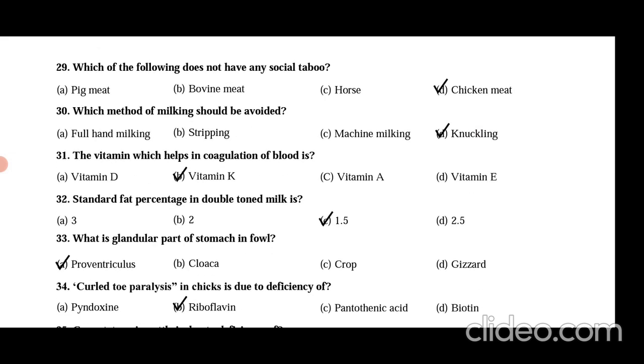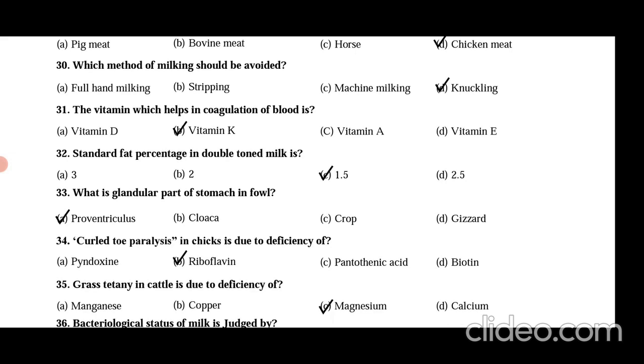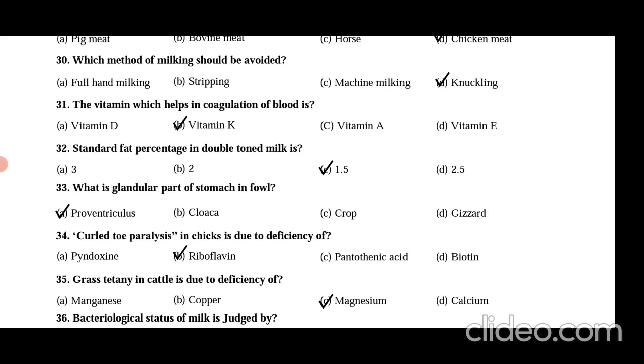What is the glandular part of stomach in fowl? Proventriculus. Gizzard is the grinding part of the stomach of the fowl or birds. Curled toe paralysis in chickens is due to deficiency of riboflavin. Grass tetany in cattle is due to deficiency of magnesium. Calcium deficiency causes milk fever.